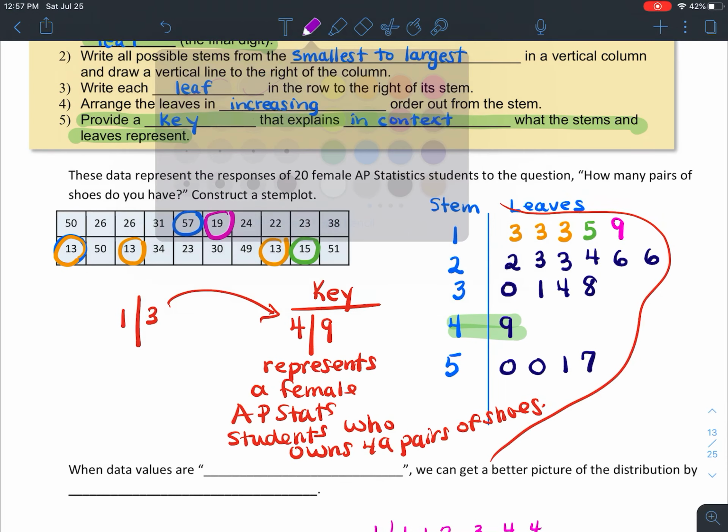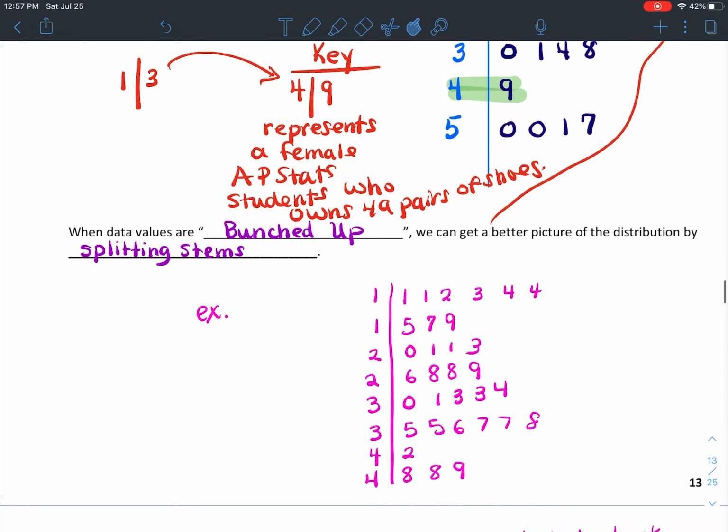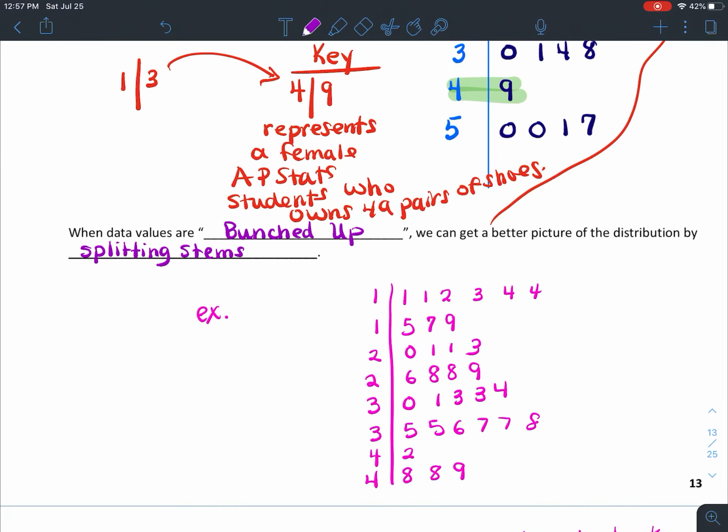Now when your data values are bunched up, and I'll explain what I mean by that, if they're really bunched up, you can get a better picture of the distribution if you do something called splitting the stems. I have an example of what I mean by this right here. Remember, these are the stems, these are the leaves. You'll notice there are 2 stems for each, and I just made this data set up. This doesn't have anything to do with the previous problem with the shoes.